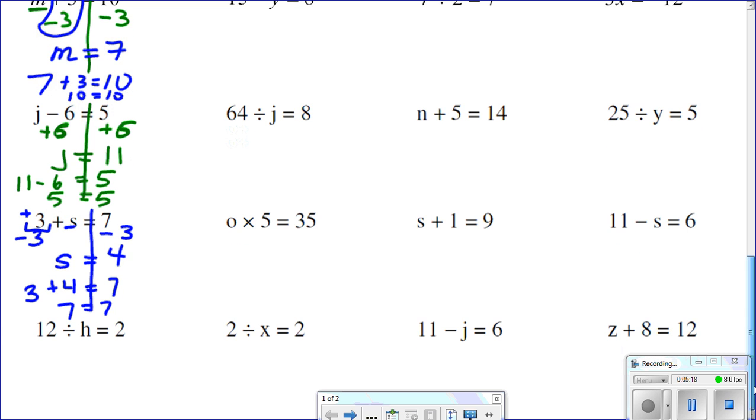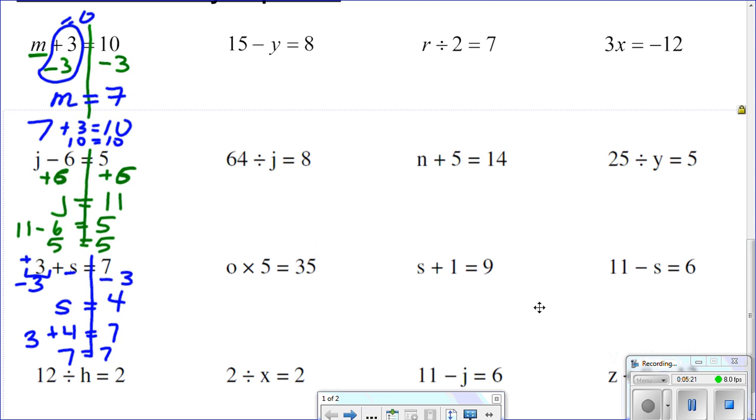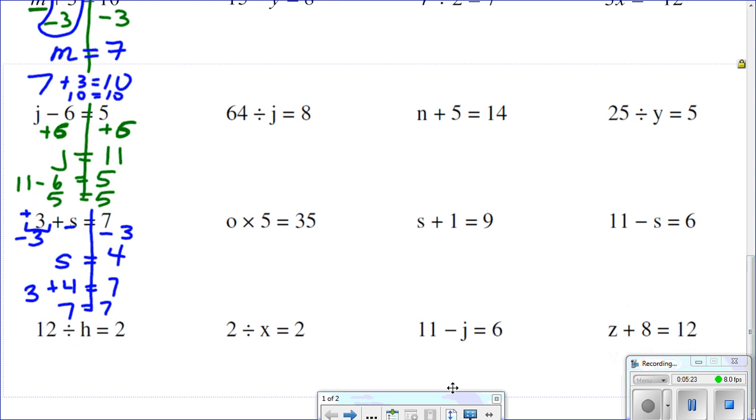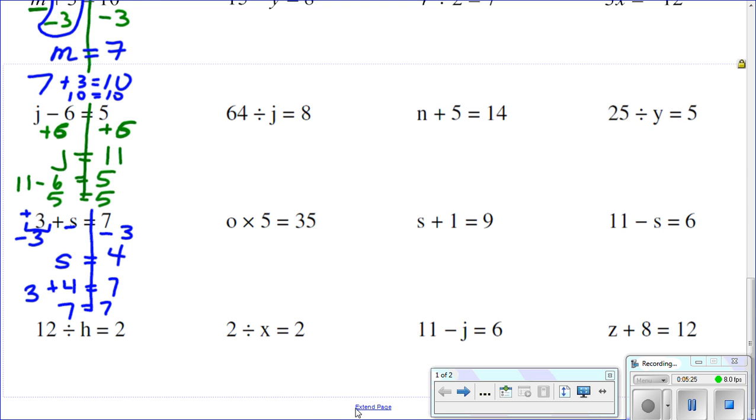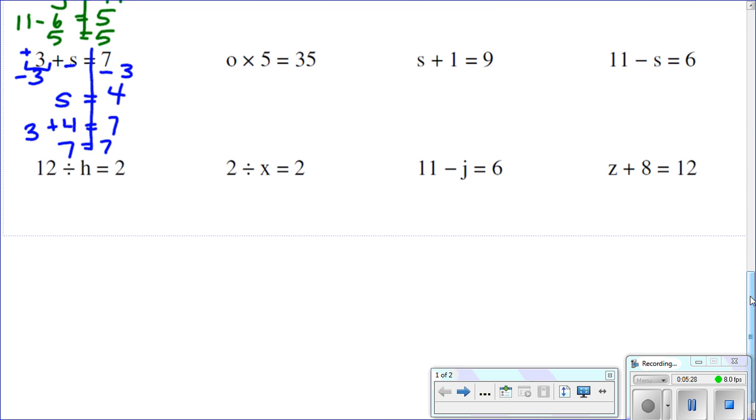On the next one, going down, I just want a bit more space. Okay, 12 divided by h equals 2. Now this one, working backwards, is a little bit trickier, but we can use our inspection. So we need to think, 12 divided by what equals 2? We could use the times table, guess and check, or working with the opposite, right? Because we know 2 times h has to give us 12. So we could think, 2 times what equals 12?